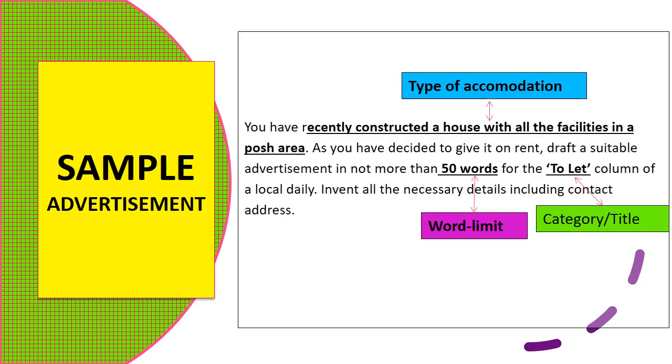Now students, I will read the question once again and discuss with you. You have recently constructed a house with all the facilities in a posh area. Now, what is the type of accommodation? It is a house which is recently constructed in a posh area with all the facilities. As you have decided to give it on rent, draft a suitable advertisement in not more than 50 words. So word limit is given, for the to let column of a local daily. So your category or title is to let. Now remaining details along with the address we have to invent on our own.